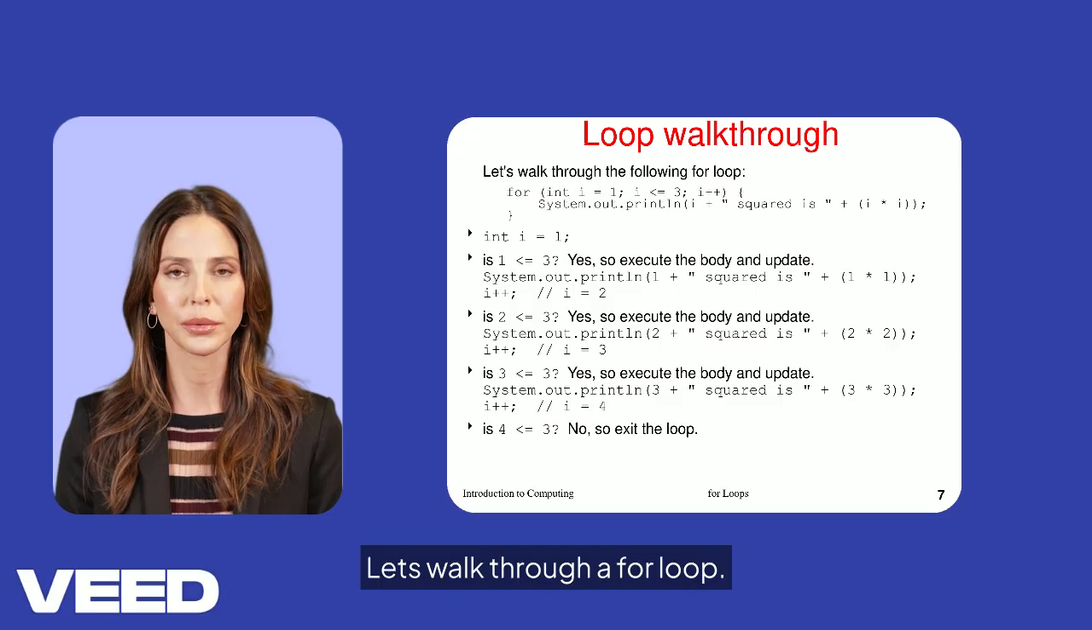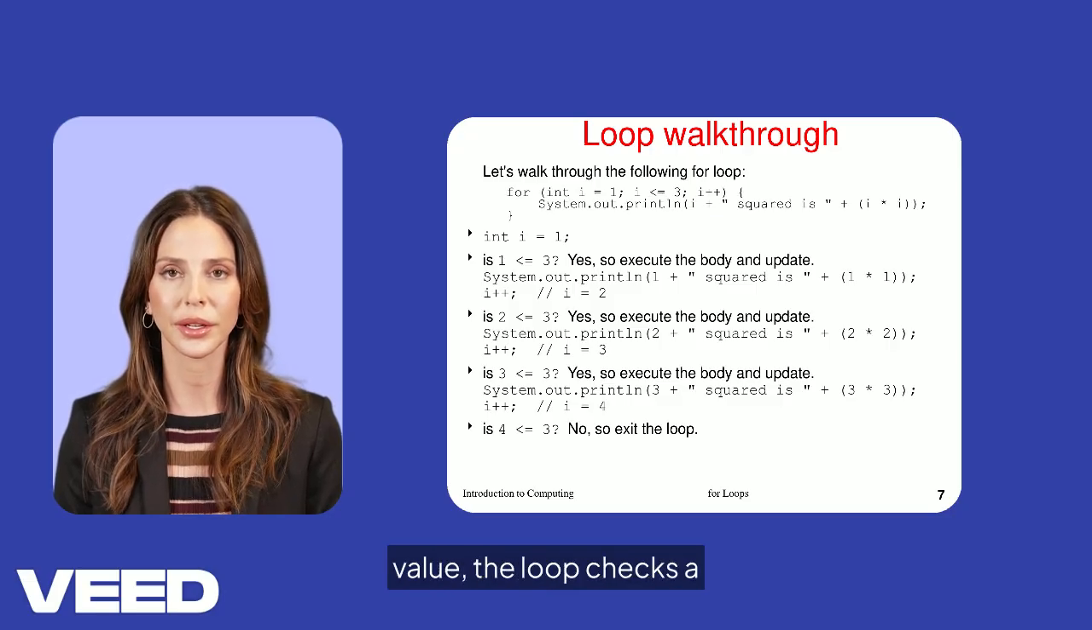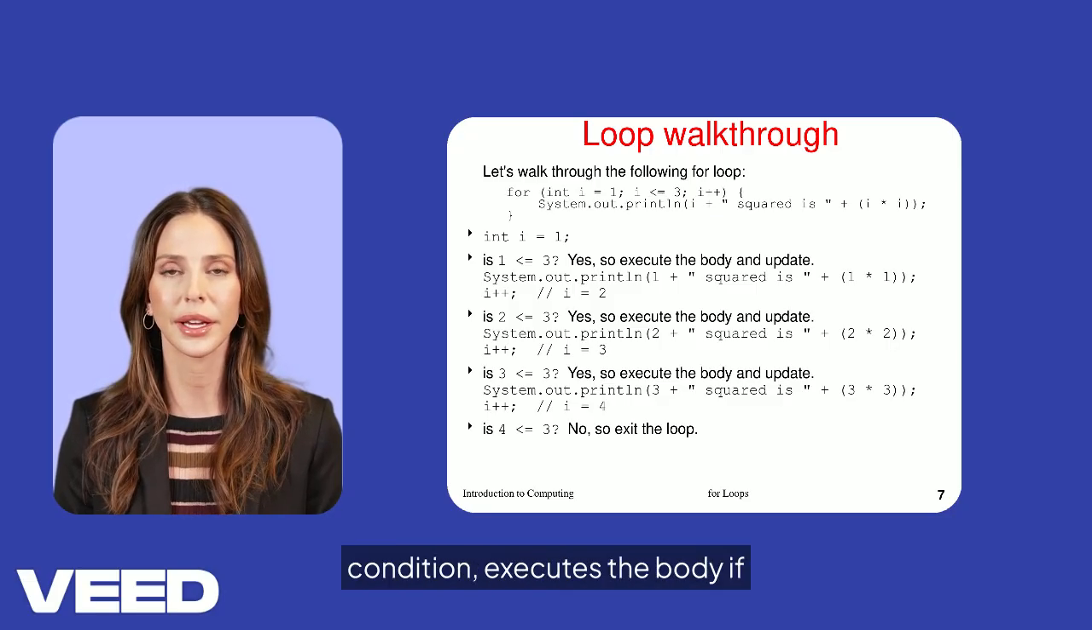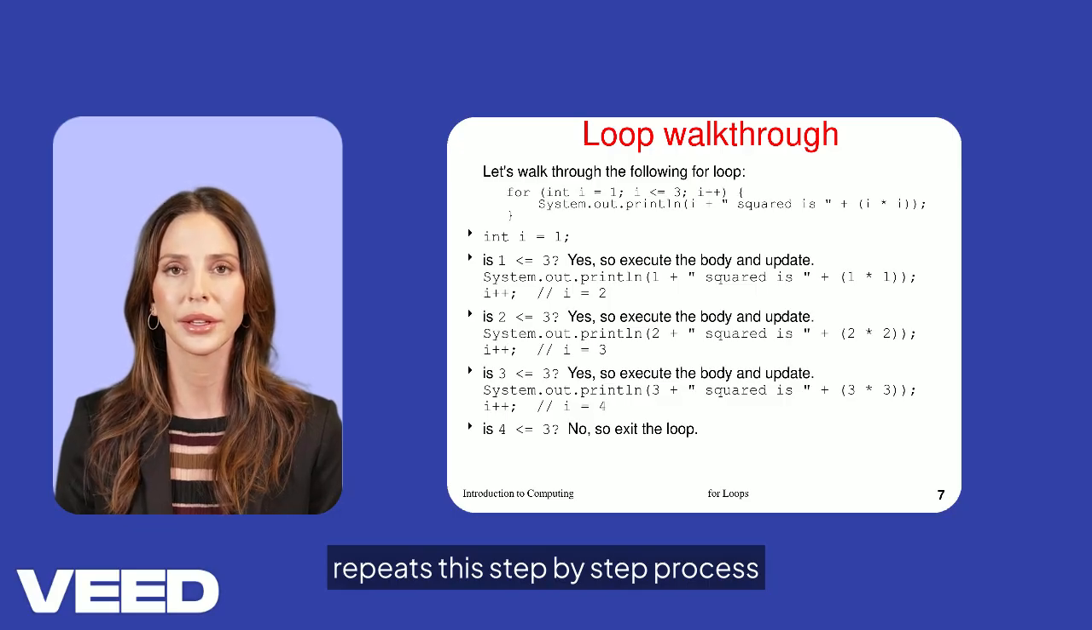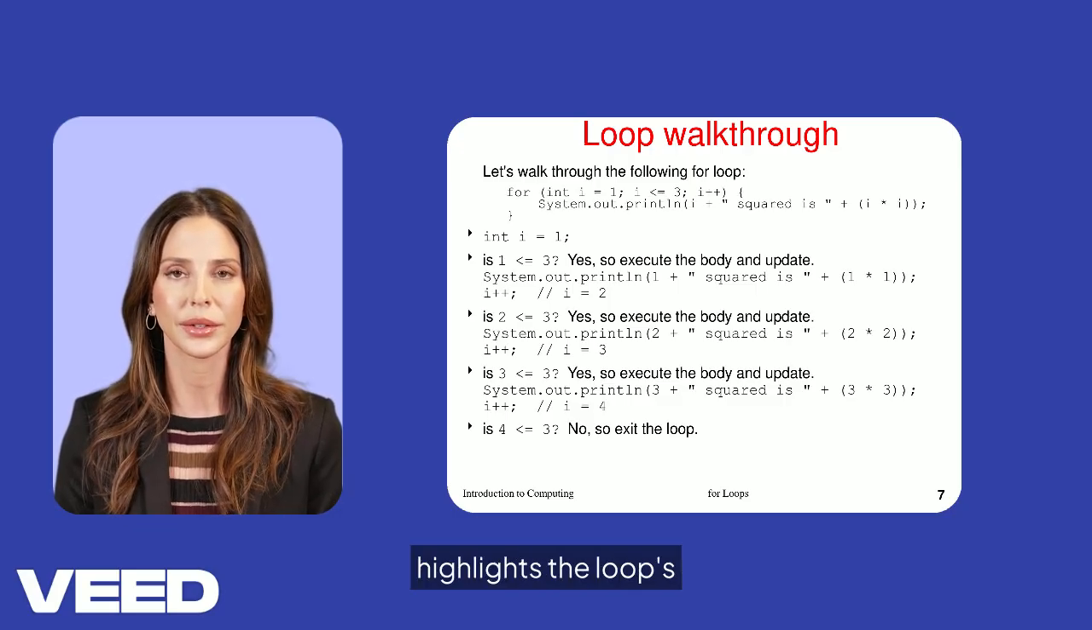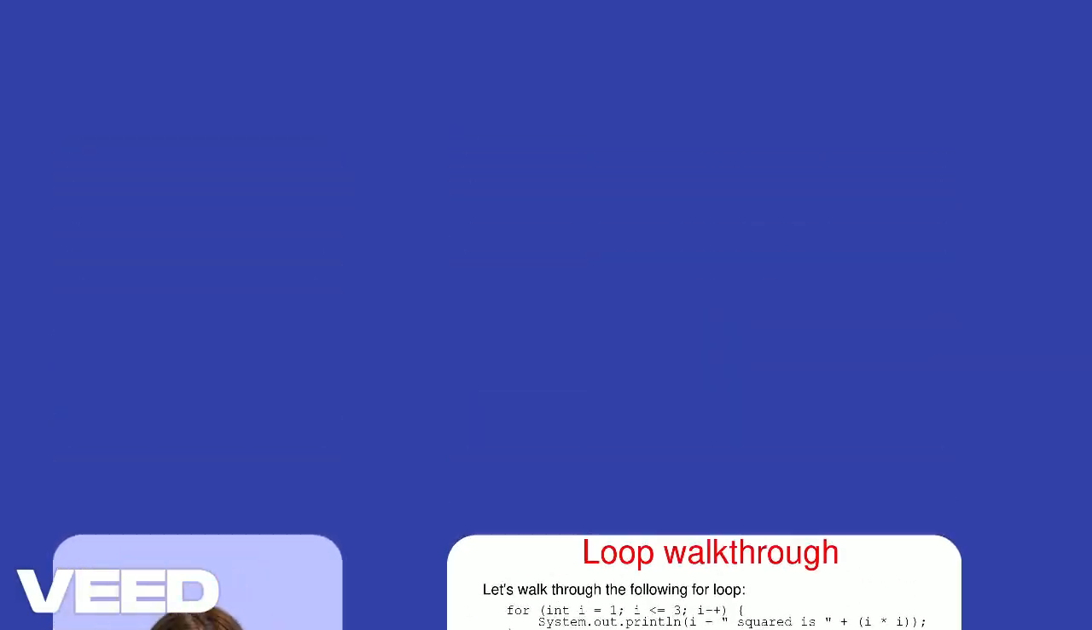Let's walk through a for loop example. Starting with an initial value, the loop checks a condition, executes the body if true, updates the counter, and repeats. This step-by-step process highlights the loop's functionality and control flow.